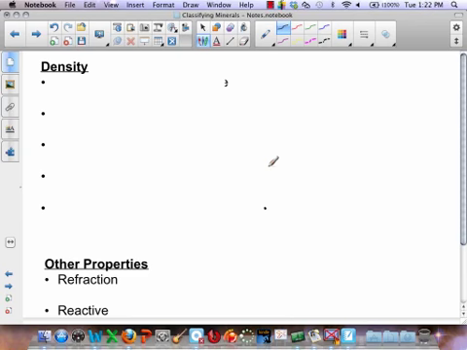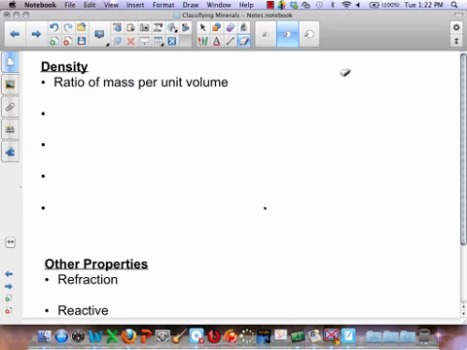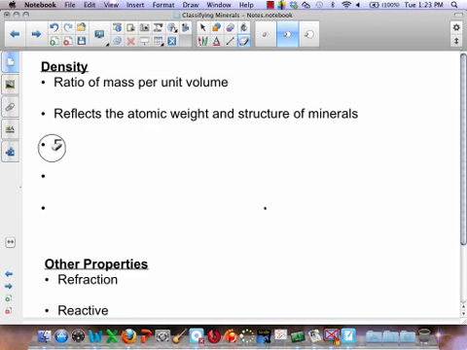About density, it is unique to each mineral. If you guys remember from earlier in this course, we talked about how density is the ratio of mass to volume. And it's something that is basically unique to every mineral. So pyrite is going to have its own unique density. Every sample of pure pyrite will have the same density every single time.